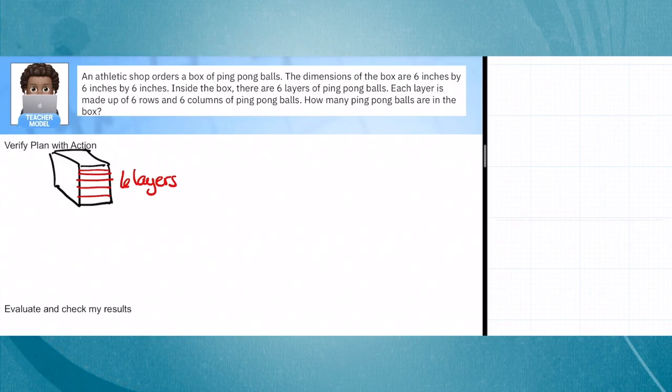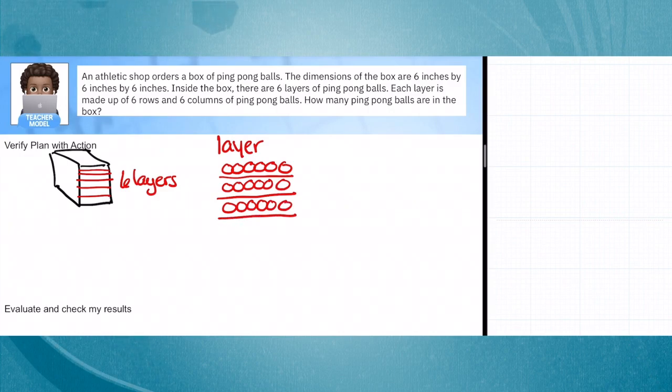And we know that in each layer, so I'm going to draw one layer. This is part of our visualization plan. One layer has 6 rows with 6 of these. Now just drawing this out is taking a lot of time. But I know it's helpful for some of us, so I'm going to take the time to do it.